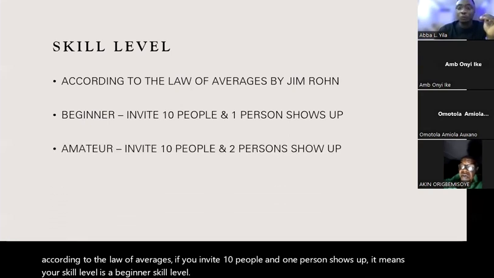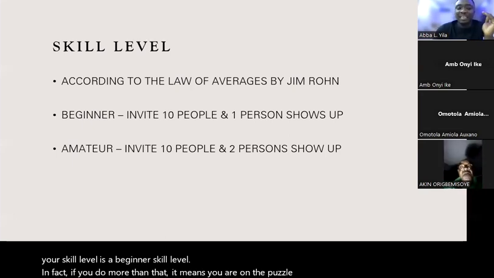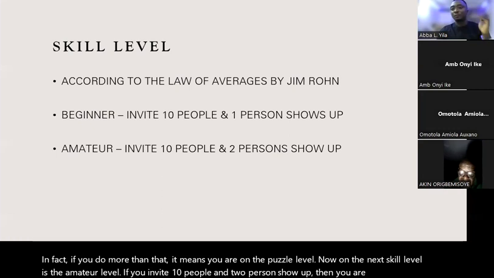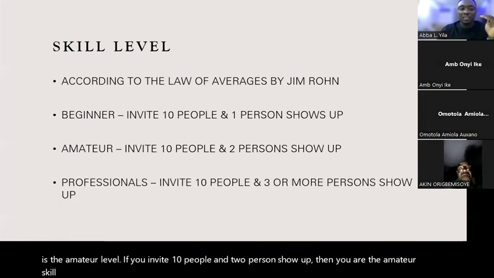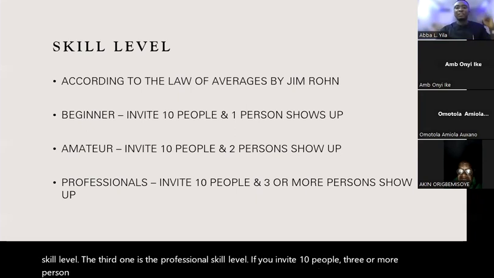In fact, if you do more than that, it means you're on the poser level. Now, the next skill level is the amateur level. If you invite 10 people and 2 persons show up, then you're at the amateur skill level. The third one is the professional skill level. If you invite 10 people, 3 or more persons show up, it means that you have increased your skill level.